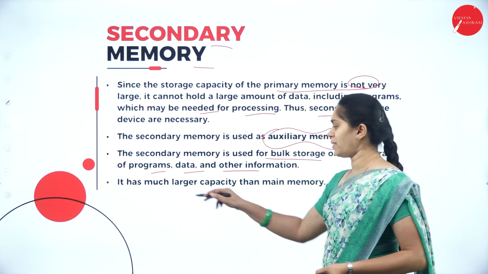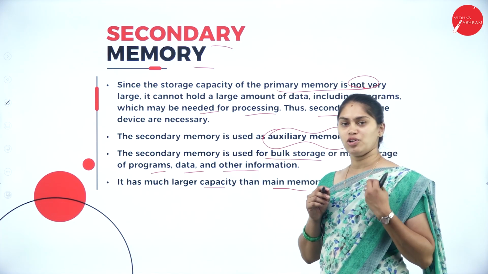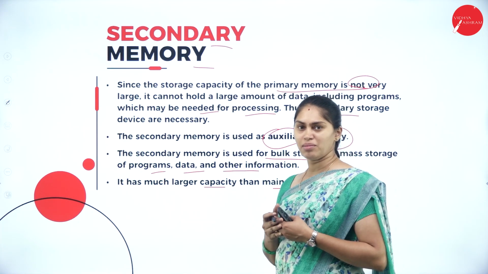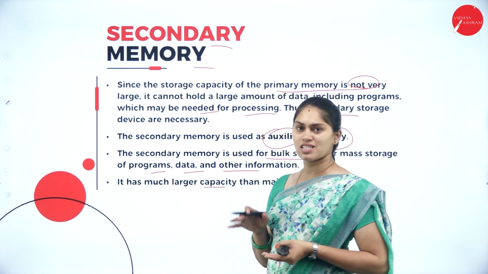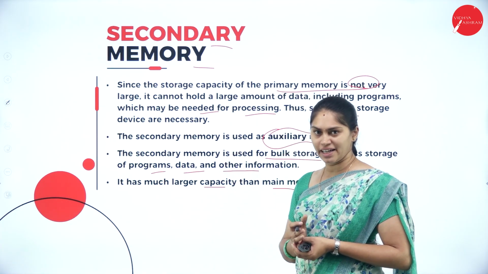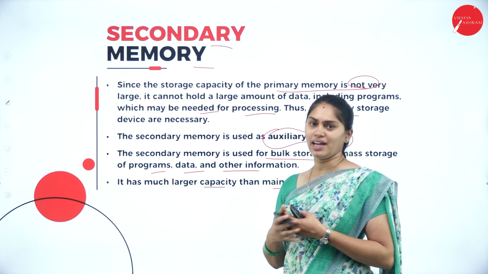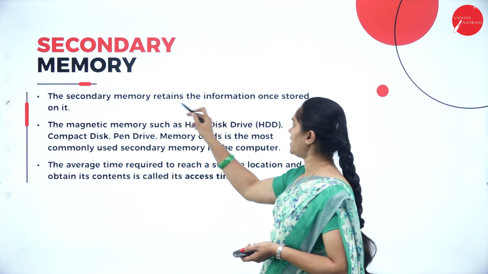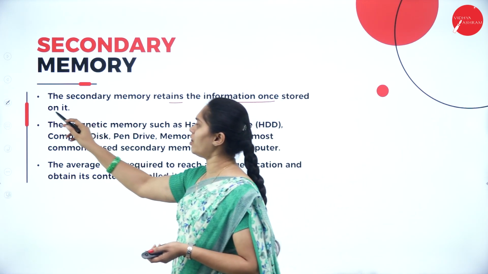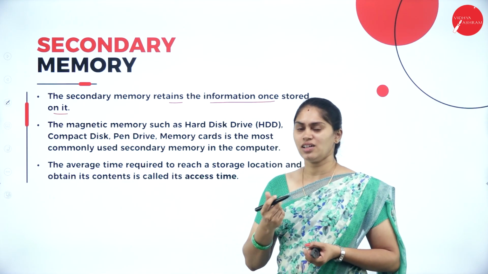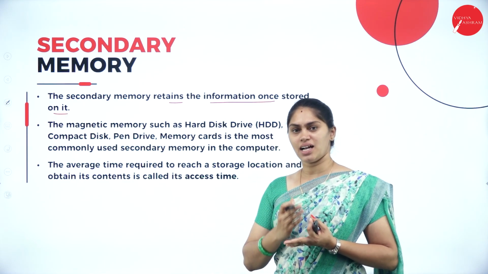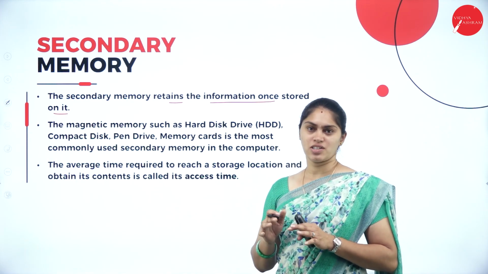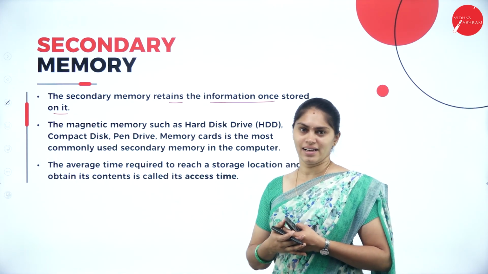It has a larger capacity and it is slower. When we compare secondary memory to primary memory, secondary memory is slower, but it is affordable in nature. That means the cost is not as high as primary memory. Also, secondary memory retains the information once stored on it until we delete it. You can take the example of your SD card, pen drive, hard disk and so on. Until we delete it, it won't get erased on its own. That is why it's non-volatile in nature.